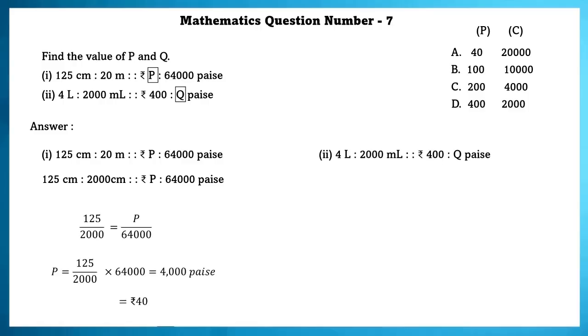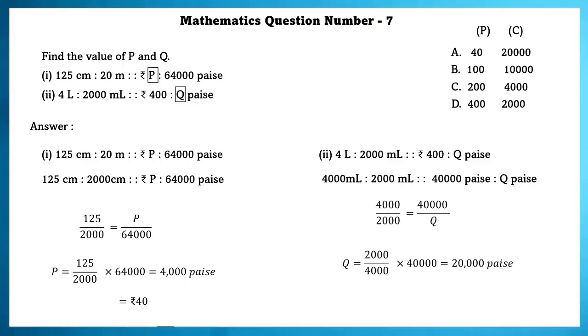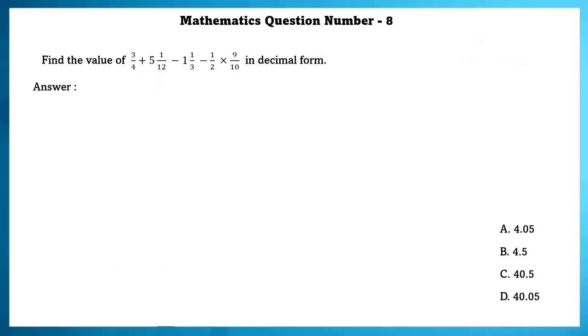That is 40 rupees. Similarly, in the second one, the liters and milliliters are in different units. So we have to convert them into 1 unit. Similarly, by doing that, we can get the value of Q, that is 20,000 paise. So the A option is the correct option.